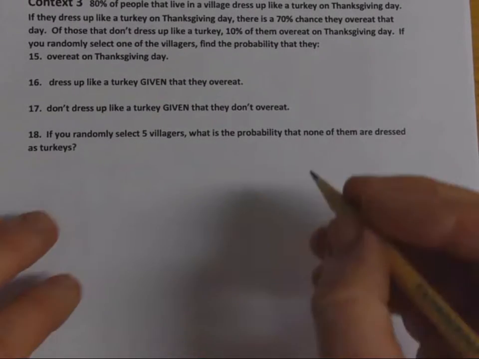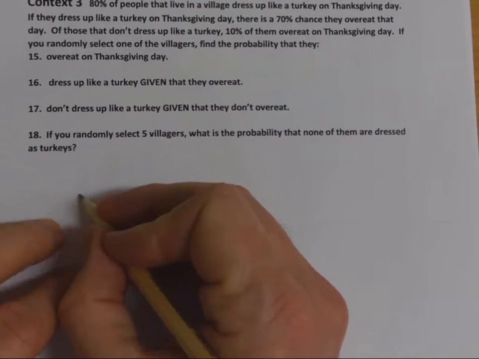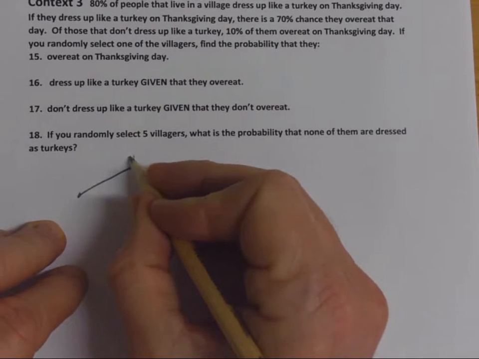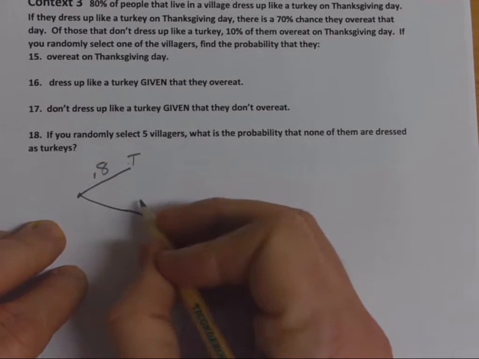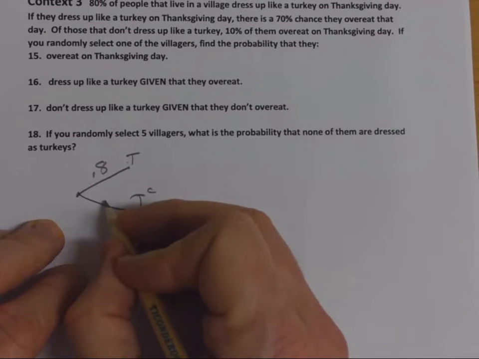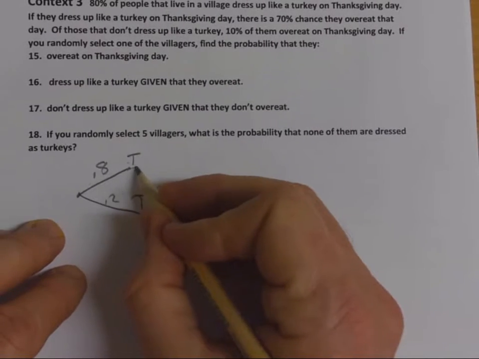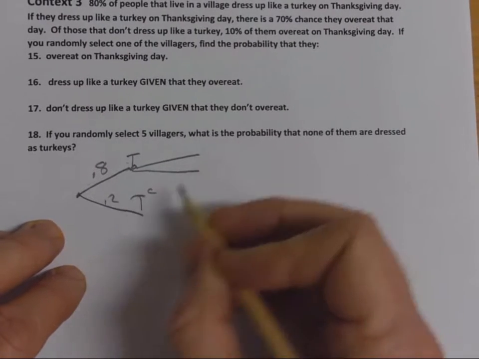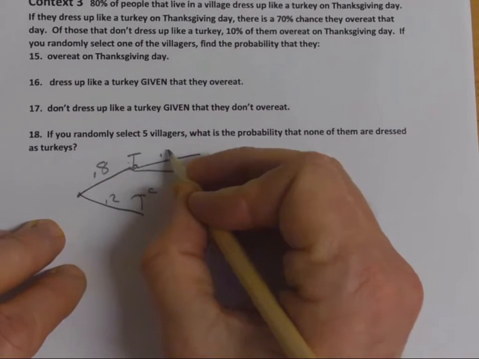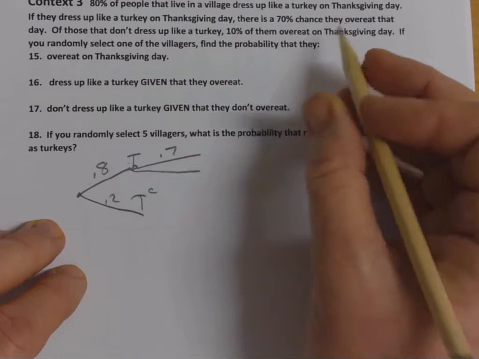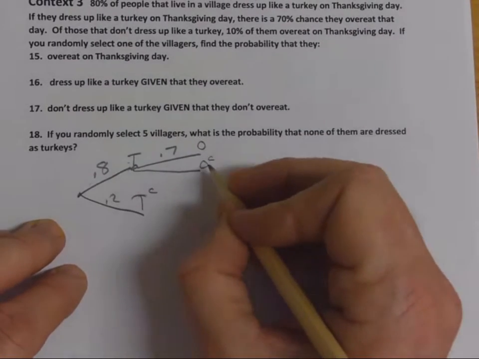And so it says this. It says 80% dress up like a turkey. So I'll say T for dressing up like a turkey, and it says 80% of them. So that means T complement means 20% don't dress up like a turkey. And these pairs of branches will always have to add up to one. Given they dress up like a turkey, there is a 70% chance that they will overeat. So I'll put O for overeating, and O complement means they're not overeating.